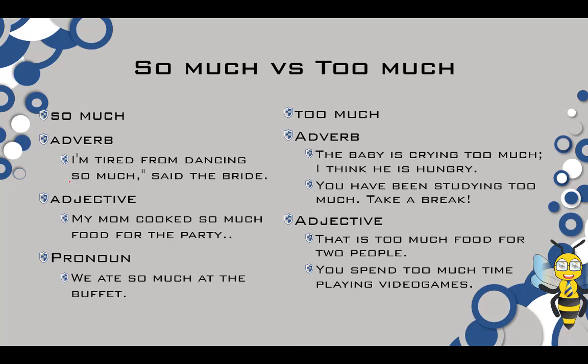Okay, so, as you know, when we're talking about adverbs, in this case, so much is modifying the verb dancing. In this one, we're talking about adjectives, and so much is modifying the noun food. Finally, here, so much is the object pronoun of the sentence. Okay? We ate so much. It's the same with too much: too much is modifying the verb crying, or too much is modifying the verb studying. Here as an adjective, too much is modifying food, and here too much is modifying time. Okay? So, till here, the only difference that we can find is that we can use so much as a pronoun, but we cannot use too much as a pronoun. Okay?